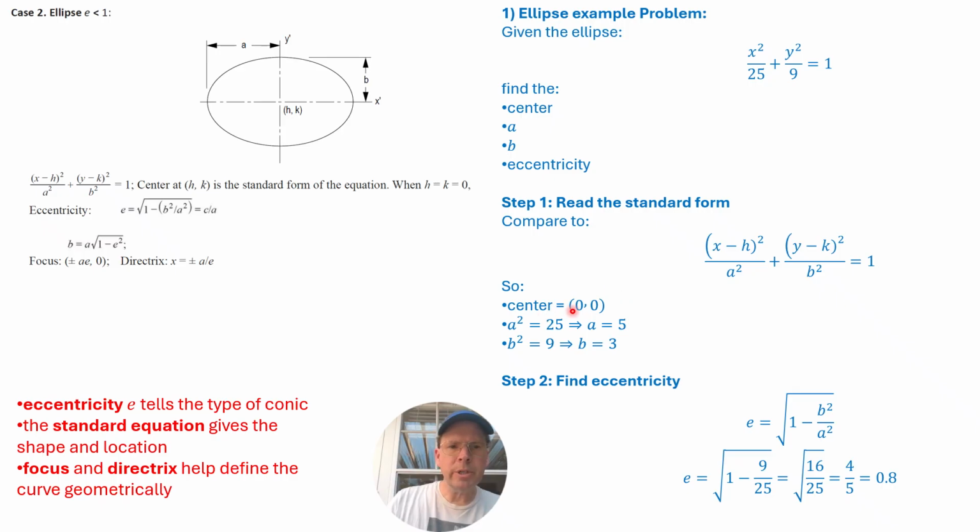In this case, like we say, the center is going to be 0, 0. So a squared, this term here, is equal to 25, so a is 5. b squared is 9, so b is equal to 3. So for eccentricity, we're going to use this formula here. You put your a's and b's in there, and calculate it to get 0.8.